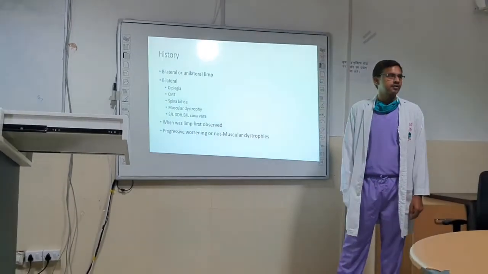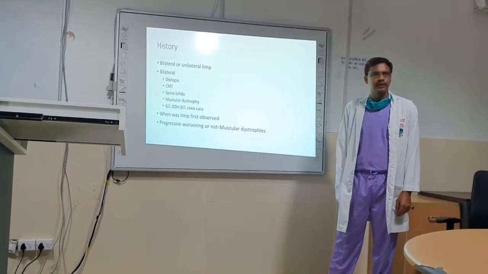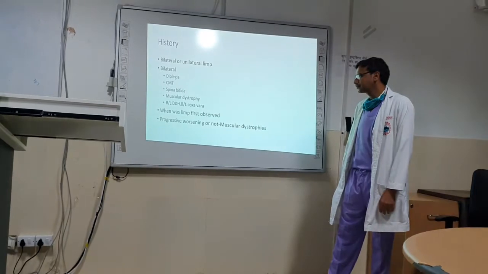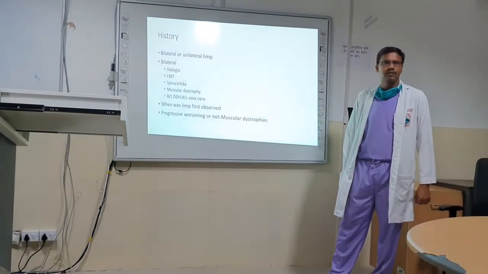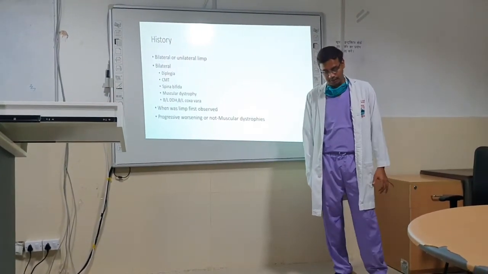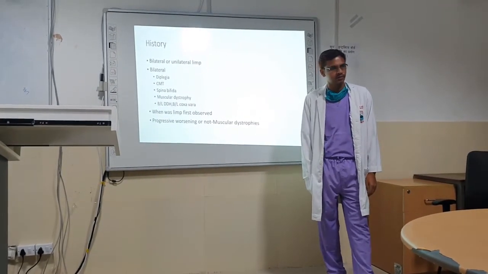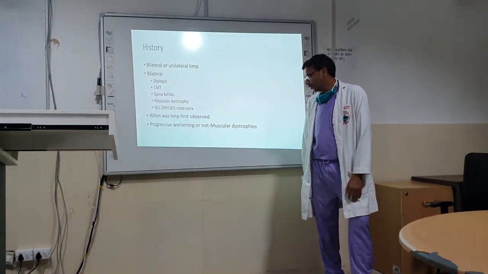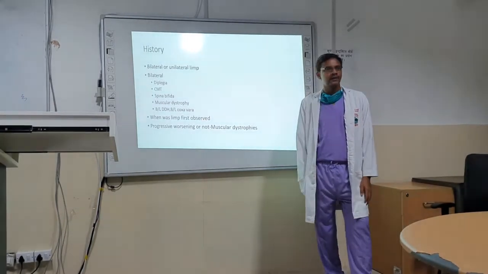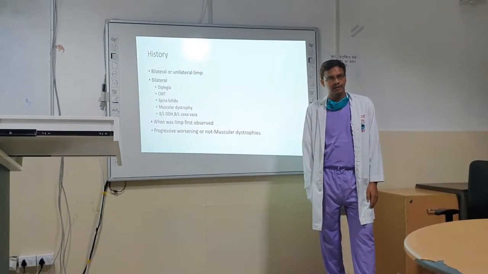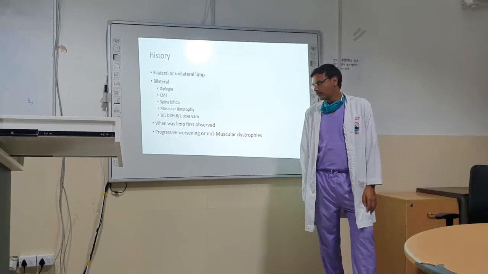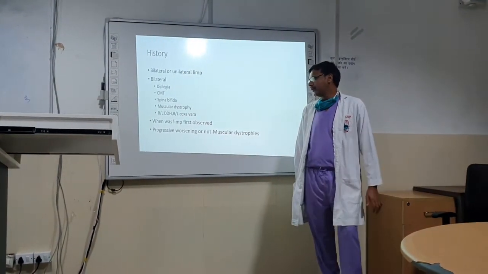Then muscular dystrophy is another cause of bilateral limping, and the most common muscular dystrophy we come across in day-to-day practice is Duchenne's muscular dystrophy. Other important causes are bilateral DDH or bilateral coxa vara. We will discuss bilateral DDH in detail.